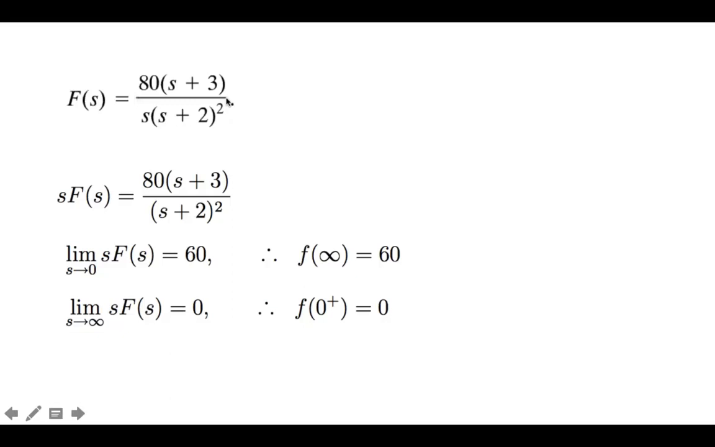This is another example. What's different here is that you notice in this function we have a pole at the origin. So we have a pole at 0. We now multiply that by s. We get the following expression. And then we apply the final value theorem. We find that we get a constant for the final value.